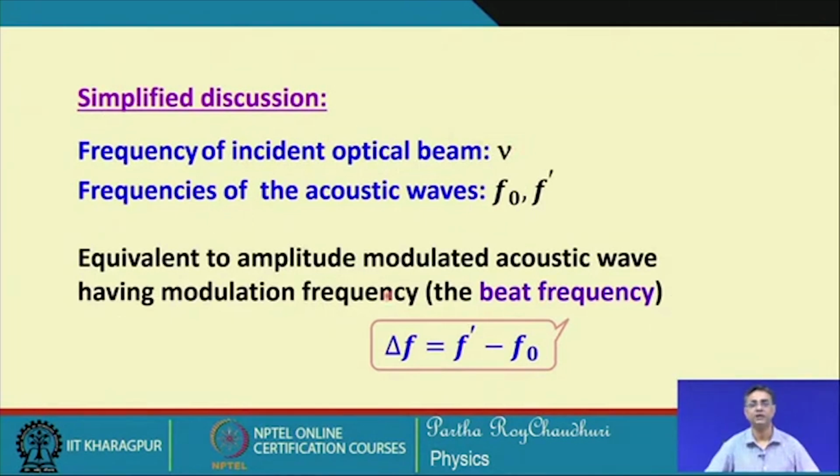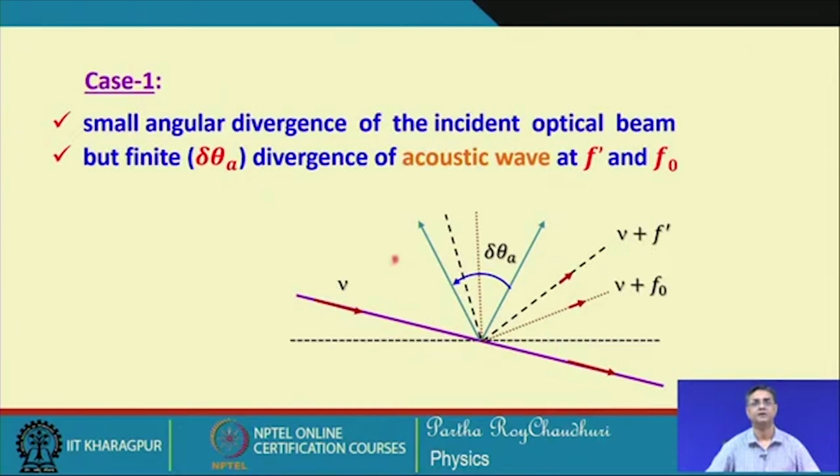Now, we will make a simplified discussion, because you have more parameters coming into play: delta theta 0, delta theta a and delta theta f. The frequency of the incident optical beam is nu, and the frequencies of the acoustic waves are f 0 and f dash; let us consider these two frequencies. Then this is equivalent to a beat frequency delta f, which is equal to f dash minus f 0. This is the beat frequency, which is the modulation frequency of the acoustic wave. So, the acoustic wave is now modulated, which gives rise to a beat frequency of delta f.